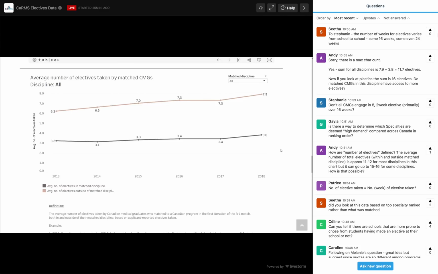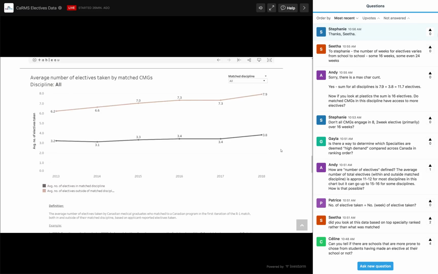Sorry, there is a max character count. Yes, the sum for all disciplines is 11. Now, if you look at plastics, the sum is 16 electives. Do matched CMGs in this discipline have access to more electives? I couldn't speak to the access question, Andy. Unfortunately, I cannot comment on whether there's an access issue, more or less, in any particular discipline. We're simply reporting the numbers, but others may be able to answer that question, Andy.